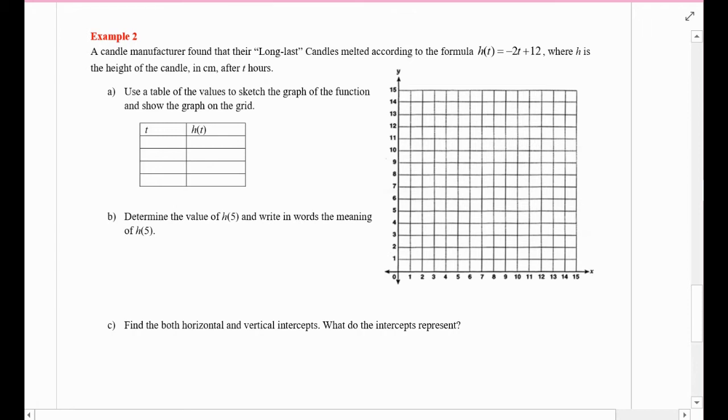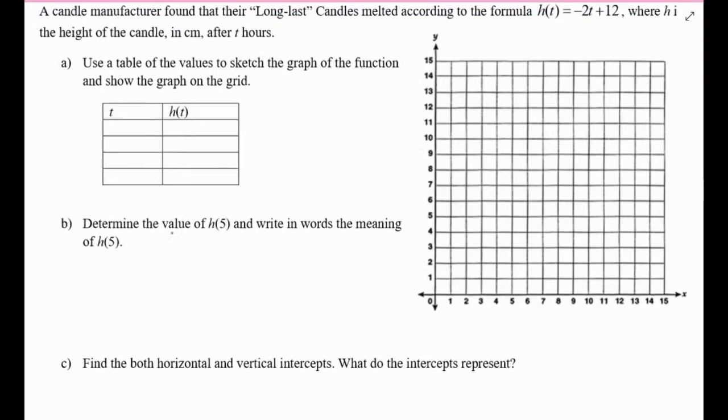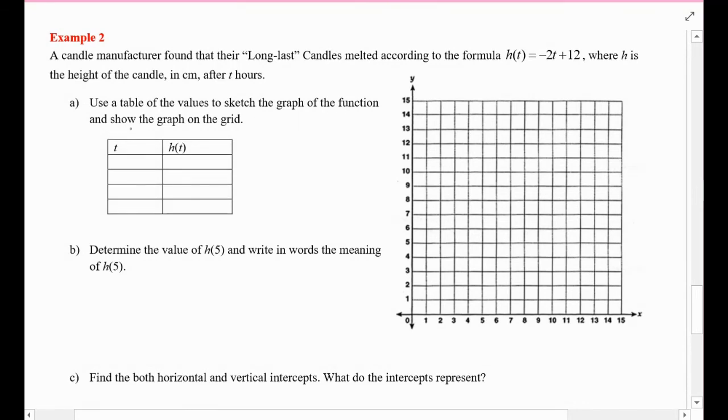Example 2. A candle manufacturer found that their long-lasting candles melted according to the formula H of T equals -2T plus 12, where H is the height in centimeters after T hours. Use the table of values to sketch the graph of the function and show the graph on the grid. So H of T is -2T plus 12. So we're going to start from 0.